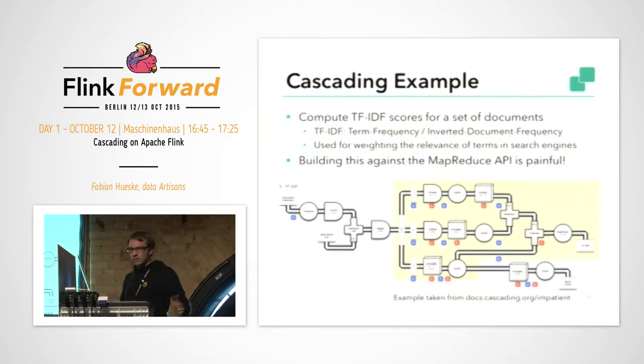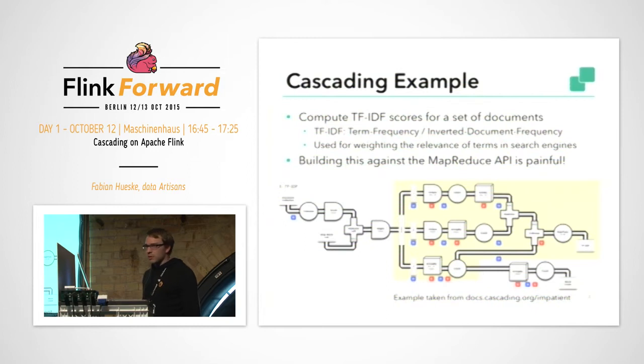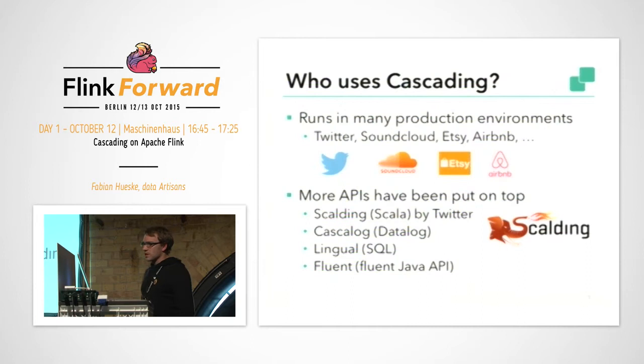And if you look at this flow here, you see that there are a lot of operators. There are branching flows, merging flows, and so forth. And if you want to implement that on top of MapReduce, this is going to be pretty painful. And with Cascading, you more or less plug this flow together, and then this is automatically compiled into a sequence of MapReduce jobs. So who's using Cascading? Cascading is used by quite a lot of companies in production environments, including Twitter, SoundCloud, Etsy, Airbnb.